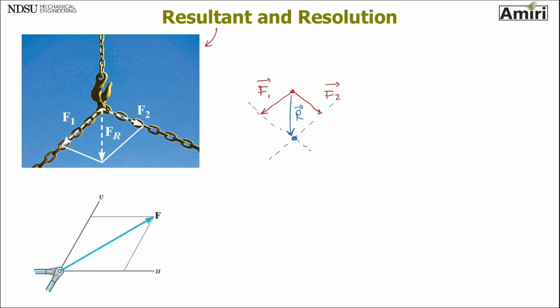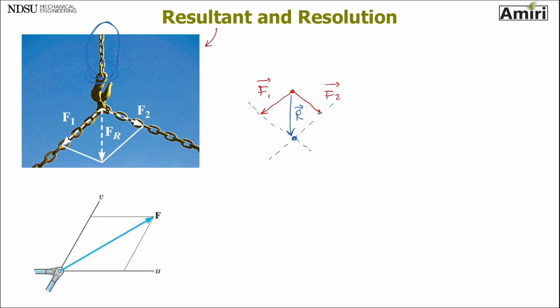So by doing this, now you have the effect of these two forces. If you're designing this chain here, or this hook, this R is the amount of force that goes into that chain. So resultant is easy.